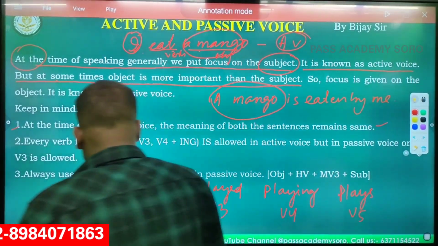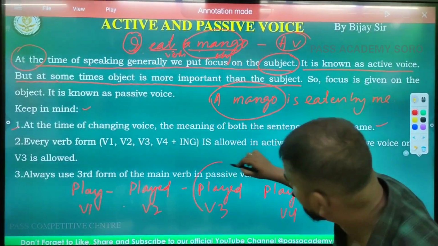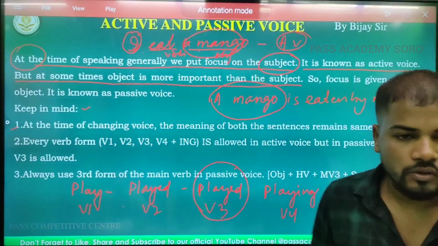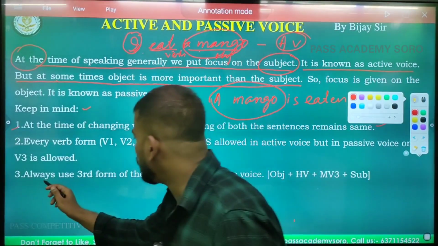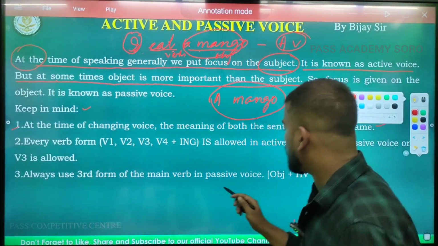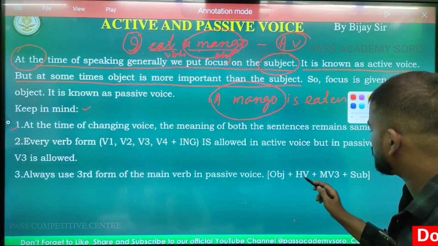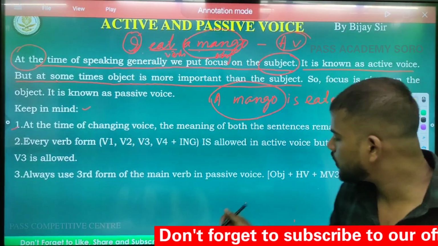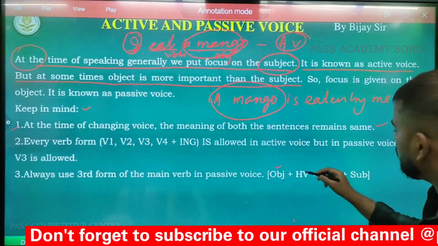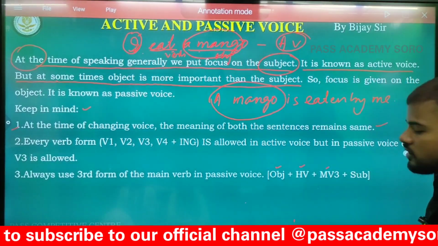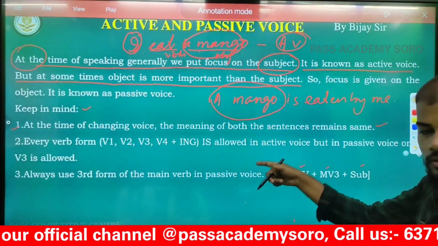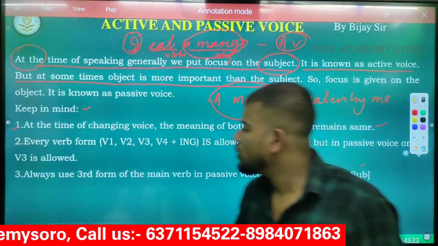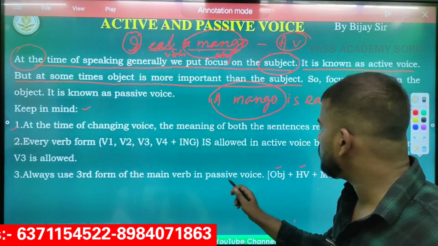We can use any form in active voice, but in passive voice only the V3 form is allowed. Always use the third form of the main verb in passive voice, that is object plus helping verb plus main verb plus subject. The subject in active voice becomes the object here, and after the helping verb we use the third form of the main verb, then the subject.